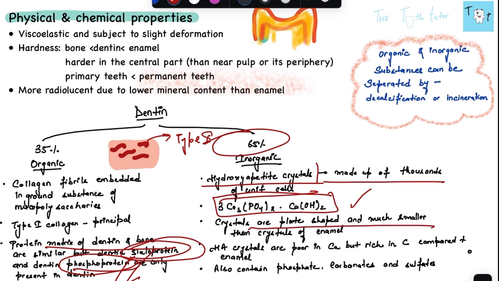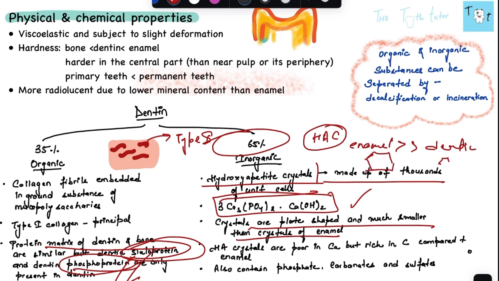These crystals are plate shaped and are much smaller than the crystals of the enamel. Remember, enamel is also made up of hydroxyapatite crystals, but the hydroxyapatite crystals of enamel are way larger than the ones of the dentin. If enamel crystals were this size, then dentin would be a lot smaller.